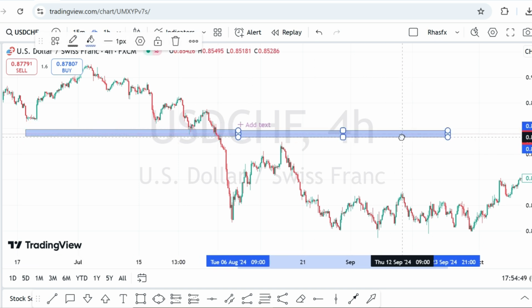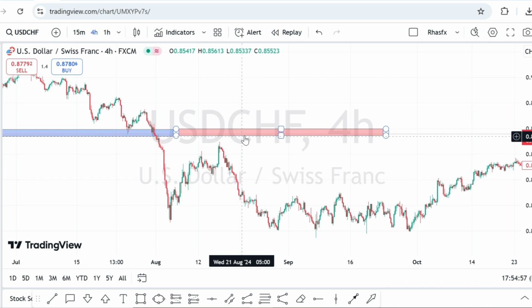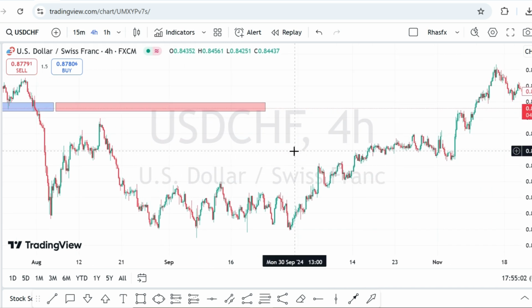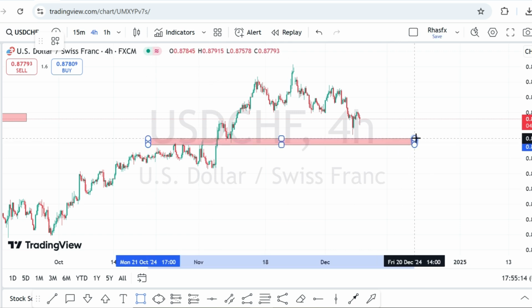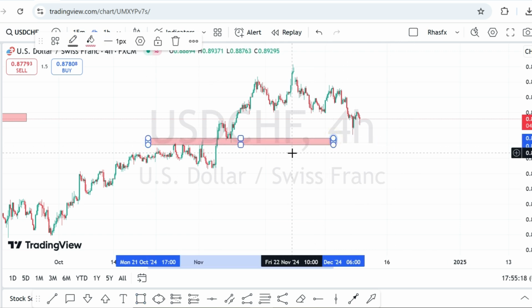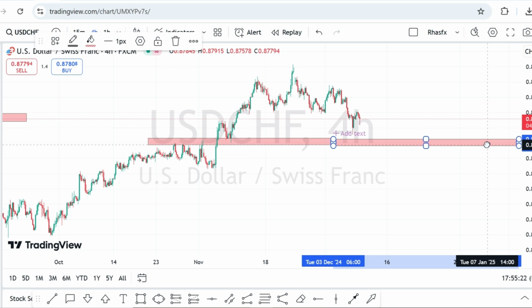Place stop-loss orders just beyond the supply or demand zone to protect against false breakouts. Adjust the size of your trades based on the distance between the entry point and the stop-loss to manage risk effectively. Avoid overconcentration in a single currency pair or zone. Spread your risk across different pairs and zones.